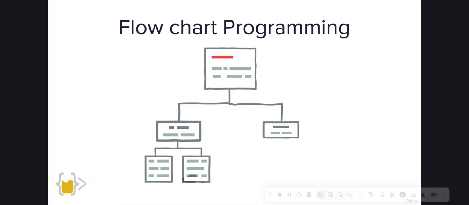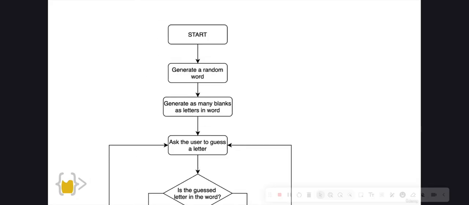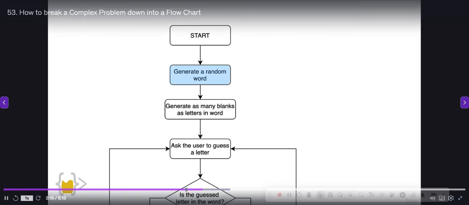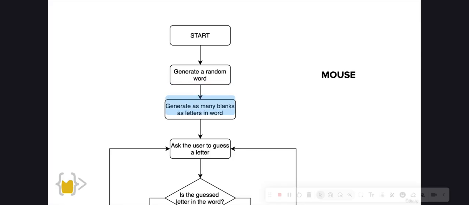So this is what it looks like from start to end, and if we zoom in a bit, let's go through this flowchart step by step so we're all on the same page. At the start of the game, the first thing we do is to generate a random word. Let's say in this case it was the word mouse. Now the next step is to generate as many blanks as the letters in the word. So we have these blanks to show the user how many letters are in this word that they need to guess. They don't get to see this, but they get to see this.